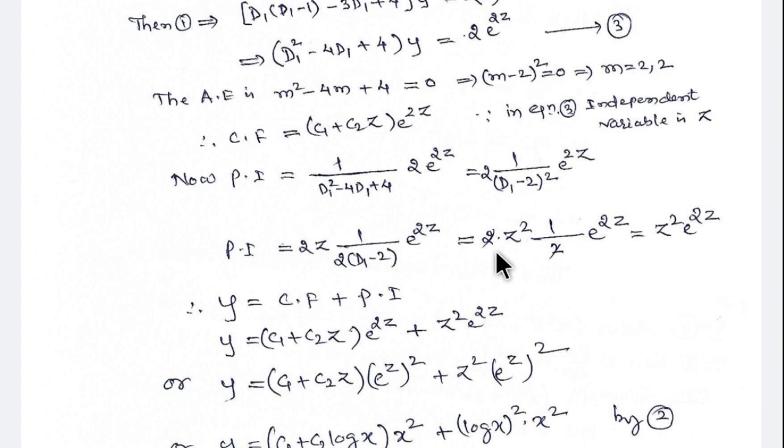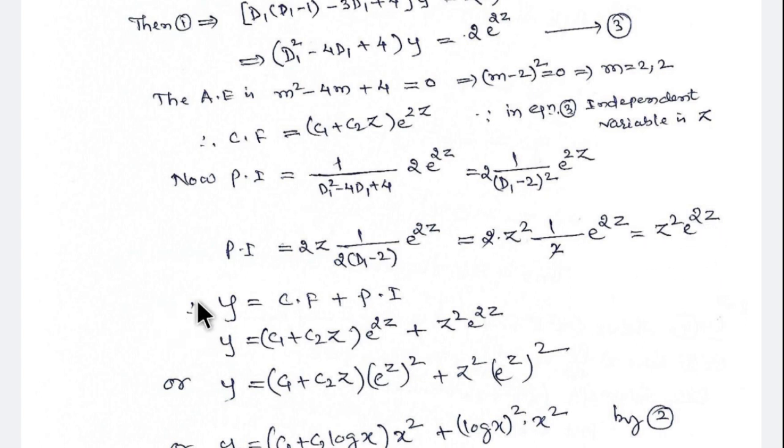Then this is equal to 2 into, again if you substitute 2 here, d1 is replaced by 2, it becomes 0. So once again multiplying by z, z into z becomes z square, and again you differentiate this. 2 is a constant, keep it as it is; the differentiation of d1 minus 2 with respect to d1 is 1, so you get 1 by 2 into e raised to 2z. Later on, 2 cancelling 2, we get finally the particular integral as z square into e raised to 2z.